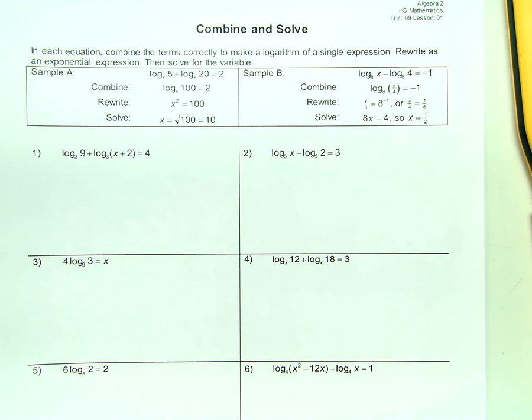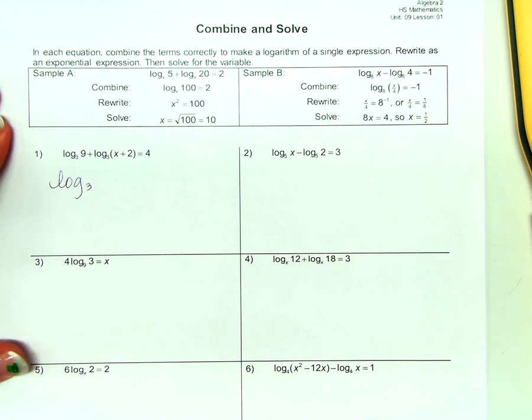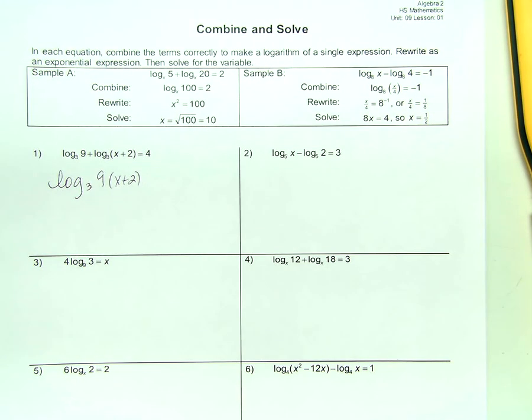Okay? So everybody look at number 1. Go ahead, go ahead. Nope, not yet. We're just looking at the board right now. Log base 3 of 9 plus log base 3 of x plus 2 equals 4. What do you think we're going to do? We need to solve for x, right? Okay? We need to solve for x. So what we have is log base 3 of, I heard somebody say it already, 9 times x plus 2. Thank you. That's fine.